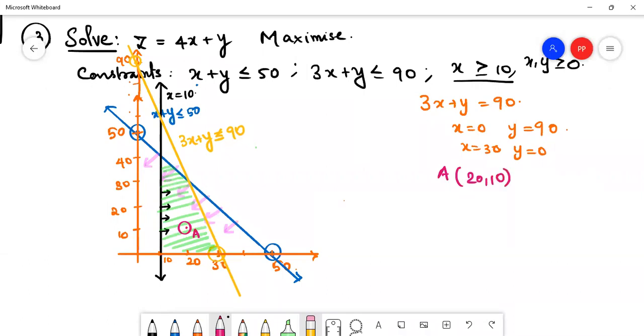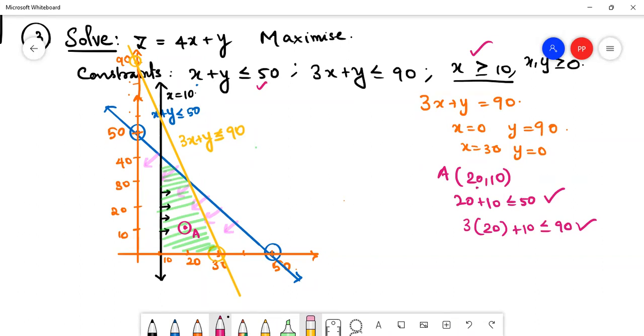You check in all the equations and see if it is satisfying. X is greater than 10. Yes, first condition is automatically satisfied. Second, x plus y, 20 plus 10 is less than or equal to 50. Yes, second equation also satisfied. Now 3 into 20 plus 10 is less than or equal to 90. Yes, this is also satisfied. So we guessed that this is the right region and it is also the right region now.